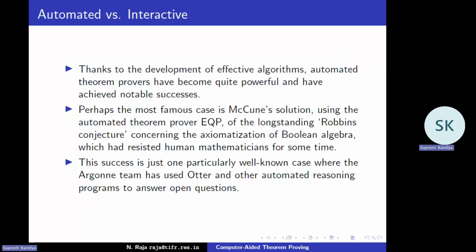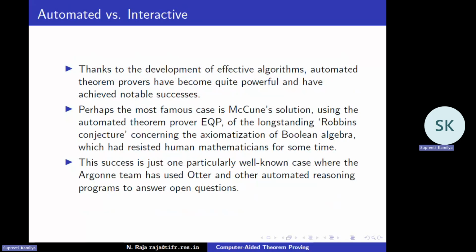And then the other dimension to look at is automated versus interactive. There are things where you leave the system completely alone to prove your theorem for you. Just a little while back, I said that it's an undecidable problem. But if you restrict the domain in which you want to do proofs, then it can succeed. And there was a famous long-standing outstanding problem called Robbins' conjecture, which concerned the axiomatization of Boolean algebra.